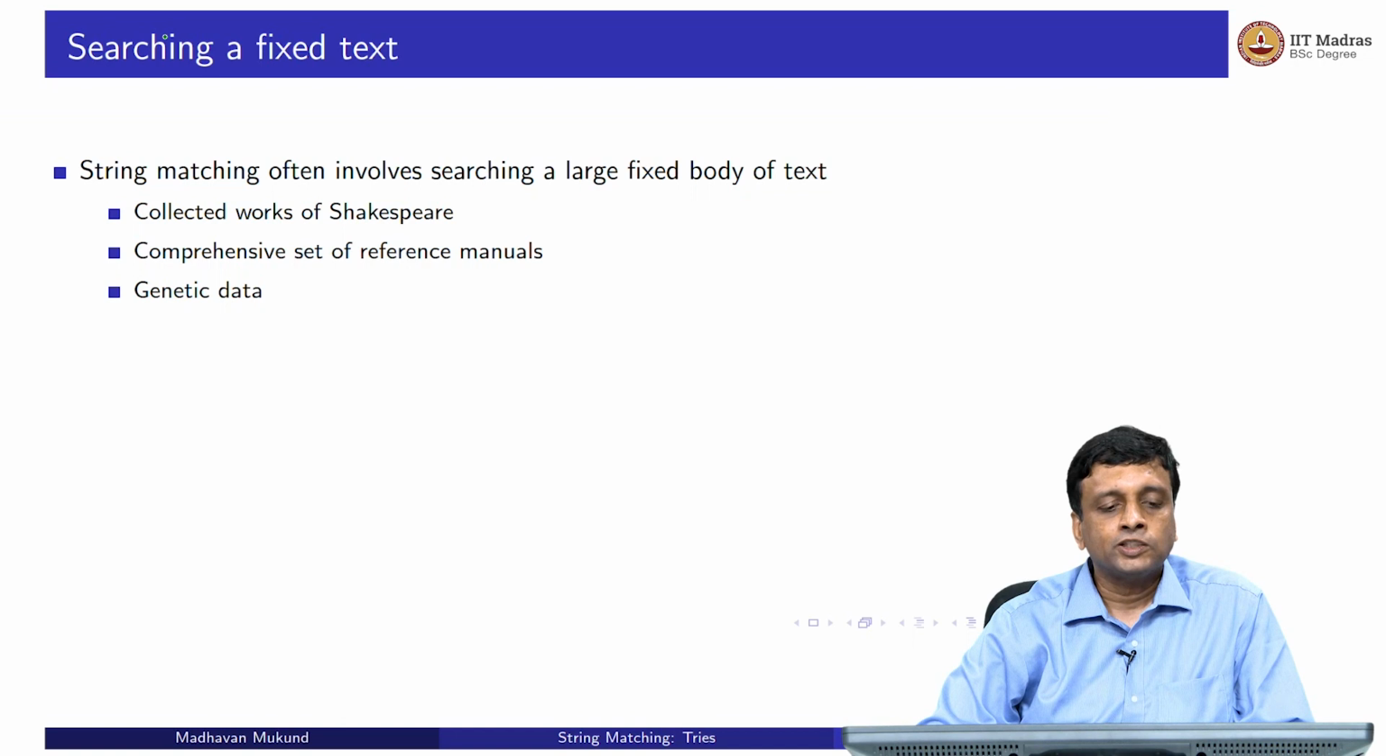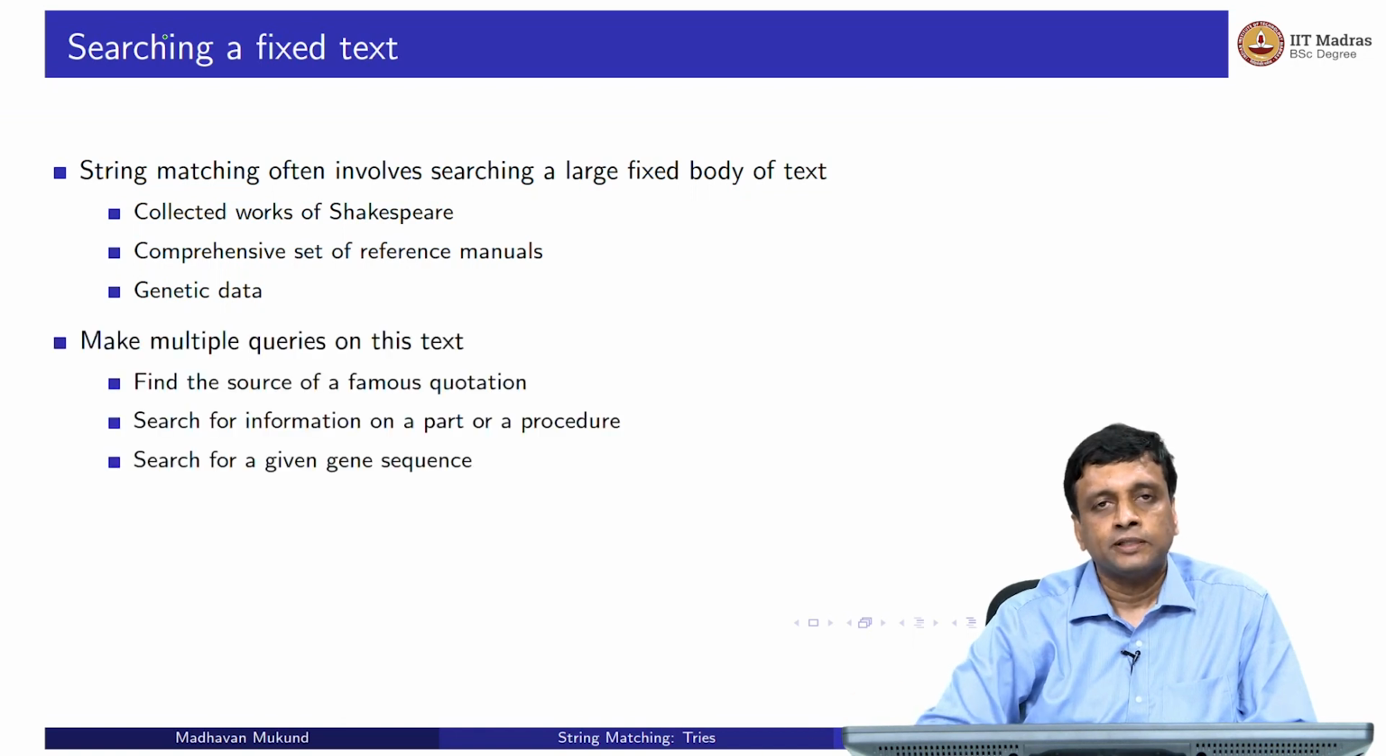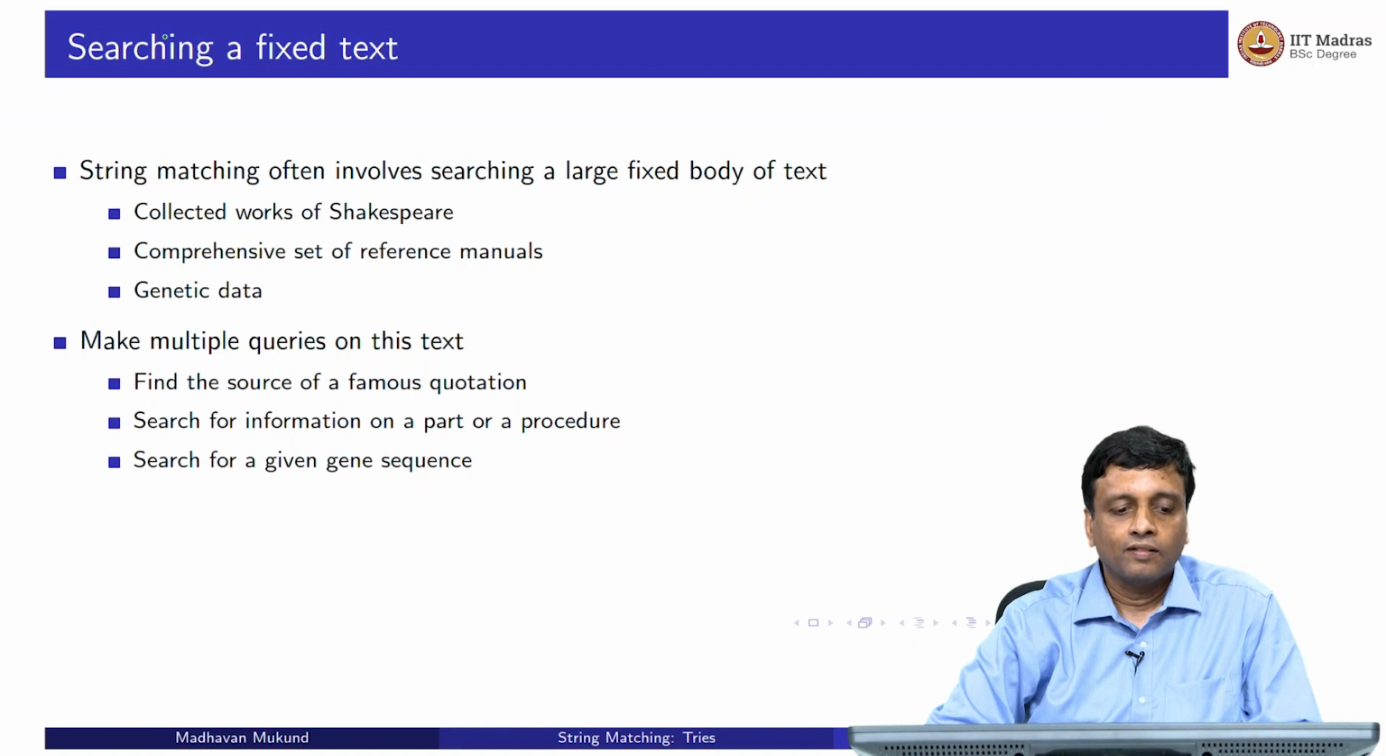So what would we search for? For instance, if it is Shakespeare's plays, then we might have a quotation that we want to search and find which play it came in and who spoke it. So this is a typical example where a number of quotations are very famous from Shakespeare's plays. So when we come across one, we want to know, is this a quotation from Shakespeare or not? So we query this text which is fixed.